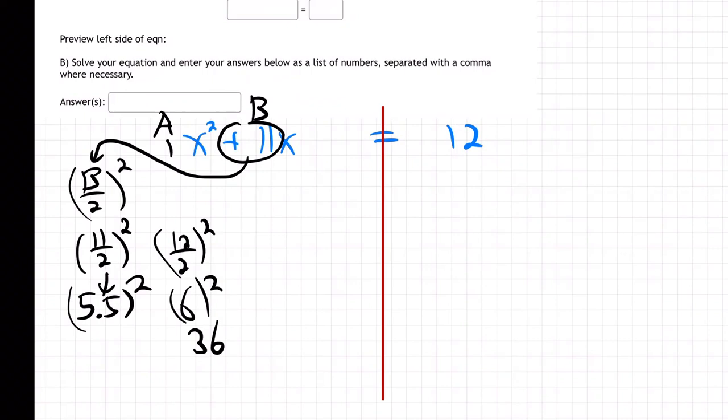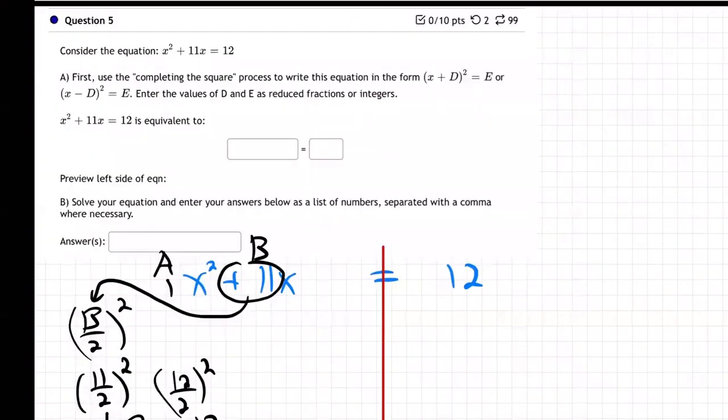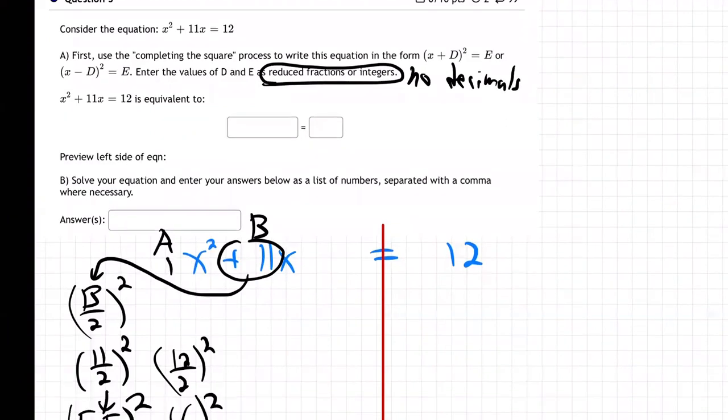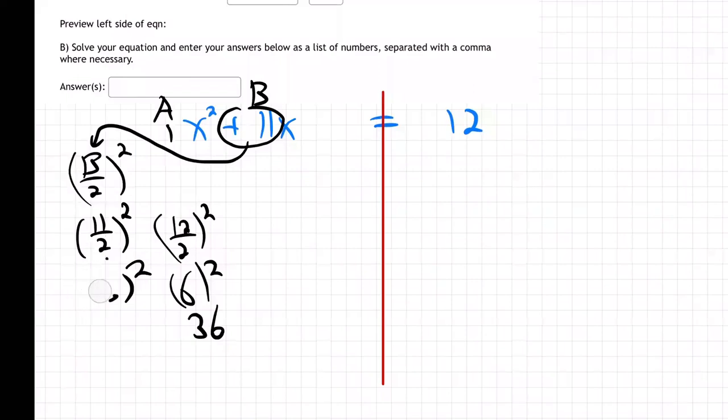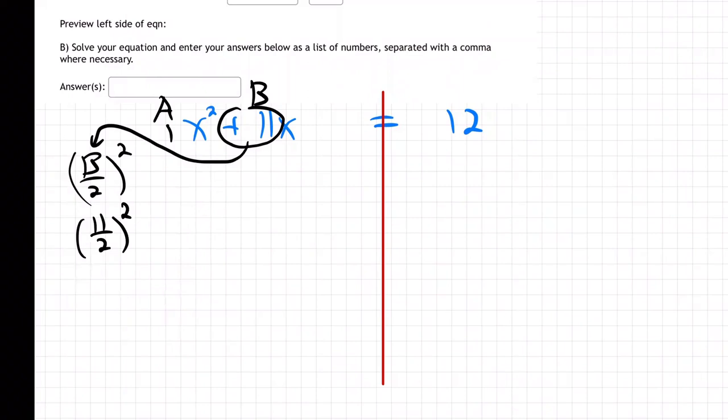I could do that, but they said right here, answer as fractions or integers, meaning no decimals. They're saying no decimals, please. You type in decimals, it'll say invalid, no decimals. So they don't want me to go to decimals. So then what am I going to do? I just got to leave it as it is, and then square it.